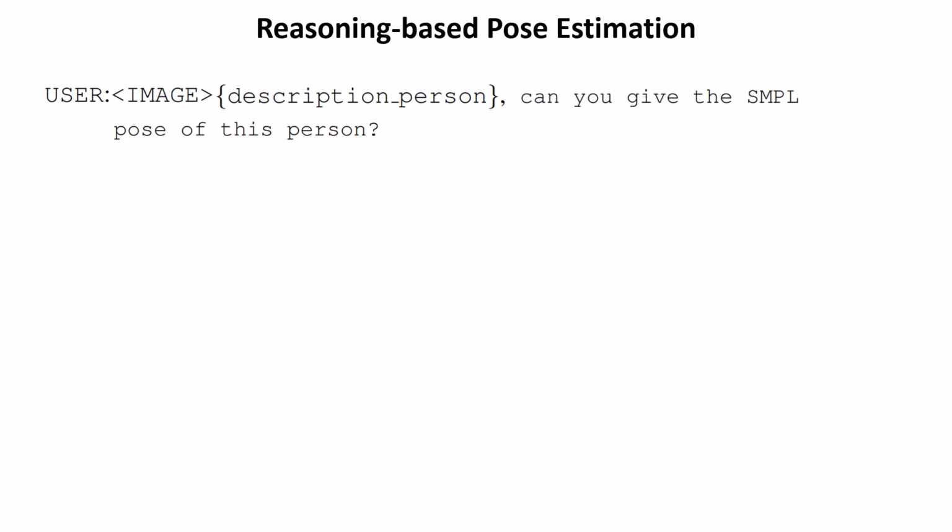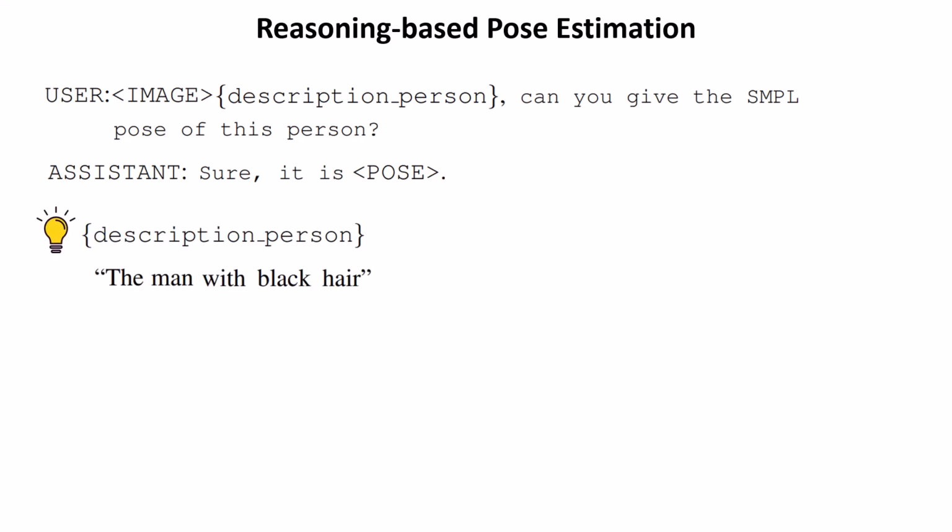The other evaluation benchmark is reasoning-based pose estimation, where the user gives an image and describes the person, and then asks, can you give me the simple pose of this person? And then the LLM says, sure, it is the pose. The description of the person could be like, the man with black hair, or the woman near the stairs. This is what other models for human pose estimation cannot answer, because they don't know what black hair is or what the stairs are.